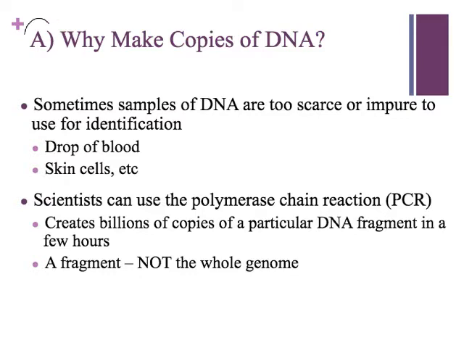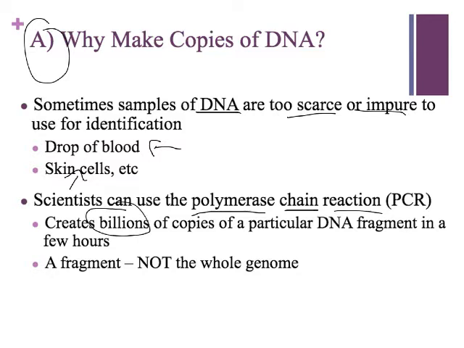So the first step we said was to isolate the DNA and make many copies of it. This is important because sometimes samples of DNA are too scarce or impure to use. So, on a crime scene, you might find a couple of skin cells or 1 drop of blood, and that's not enough DNA to be able to reliably analyze it. So therefore, one of the first things scientists have to do, and in fact, you do this whenever you want to make a lot of DNA, not just for crime scene analysis, is you can use this reaction called PCR, which stands for polymerase chain reaction, and that allows you to make billions of copies of one piece of DNA in just a couple of hours, okay?